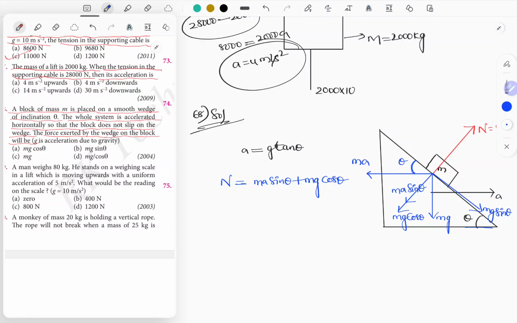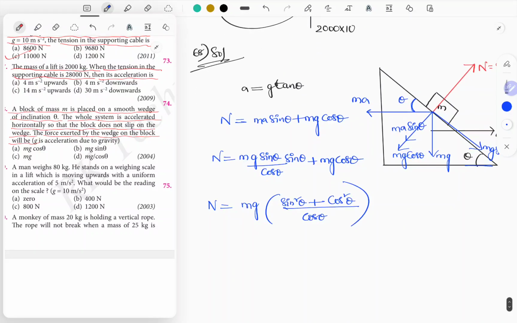We know that a is equal to g tan theta. Let me substitute that. N is equal to m into g tan theta. Tan theta can be replaced as sin theta by cos theta, into sin theta plus mg cos theta. Okay, so which is equal to, let's take mg common here, mg into sin square theta plus cos square theta divided by cos theta. Sin square theta plus cos square theta is going to be 1. Then N is equal to mg by cos theta, which is the force exerted by the wedge on the block.